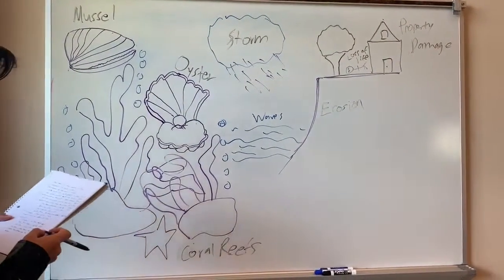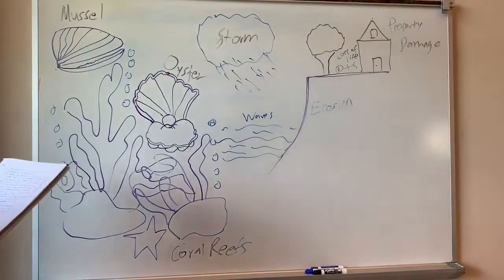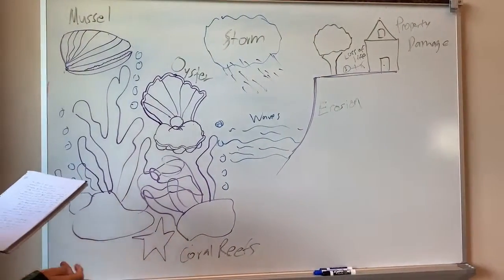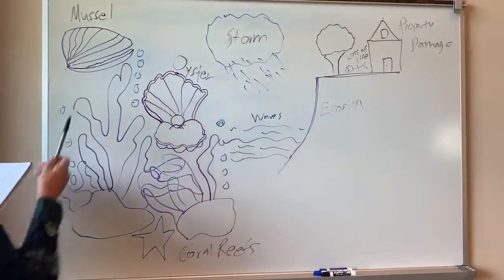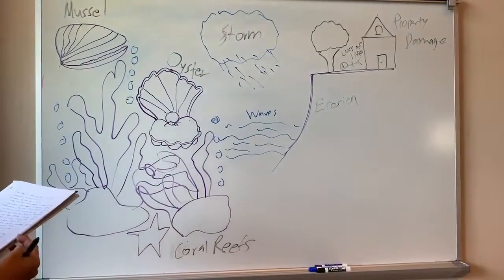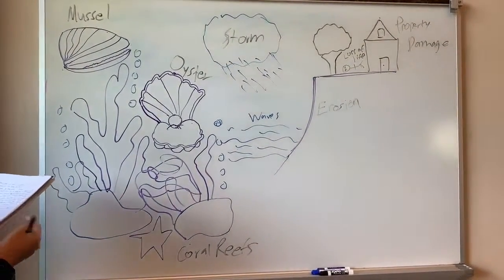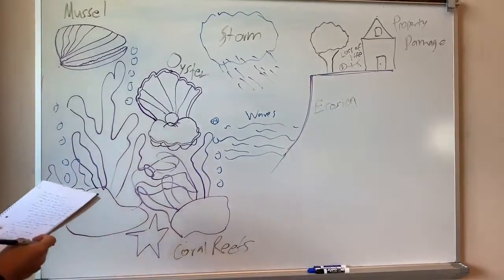So one consequence is seafood. Ocean acidification has the potential to affect food security, especially for oysters and mussels. And due to the decrease in oysters and mussels, the food industry will lose billions of dollars.